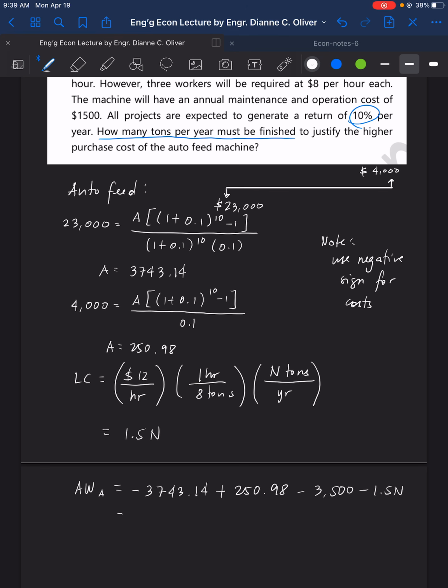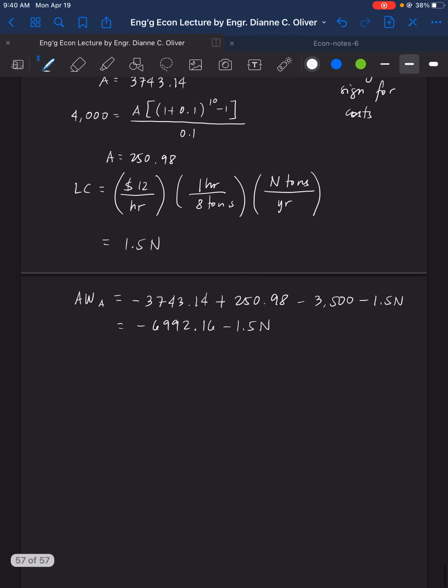Okay, so what is now AWA or AW sub A, annual worth of auto feed? Okay, so that is negative 6992.16 minus 1.5 N. Okay. So we have now the auto feed machine. Let's go to the manual feed.